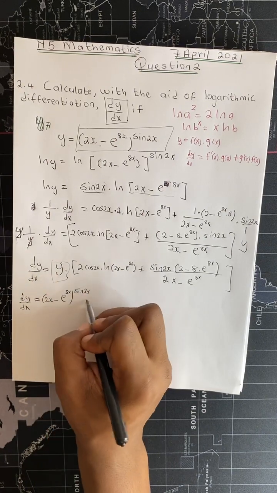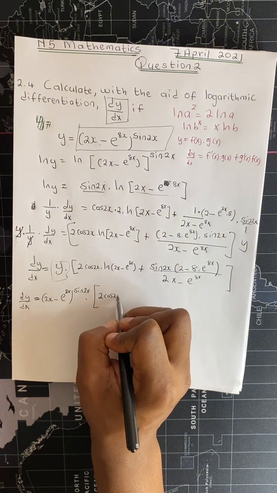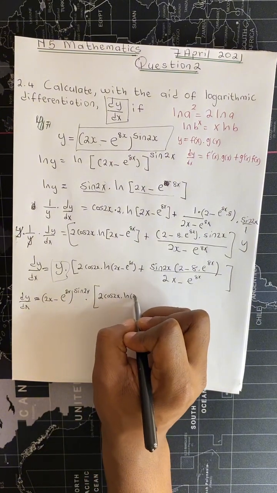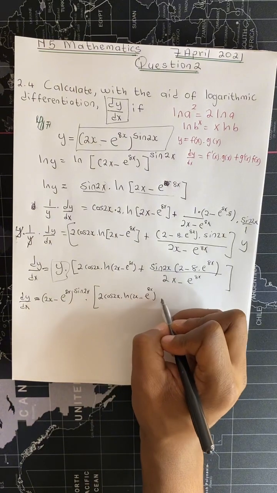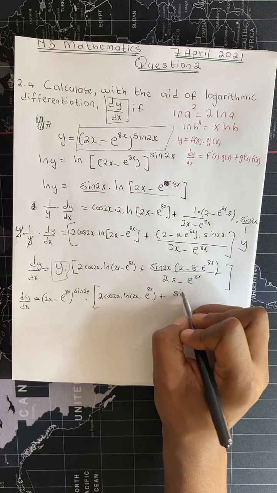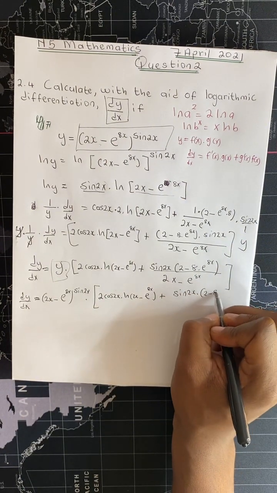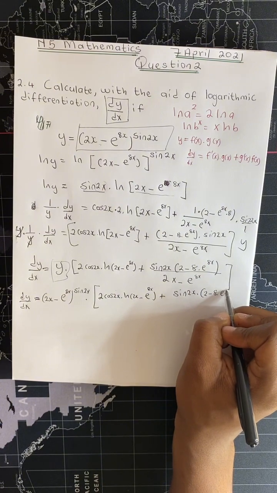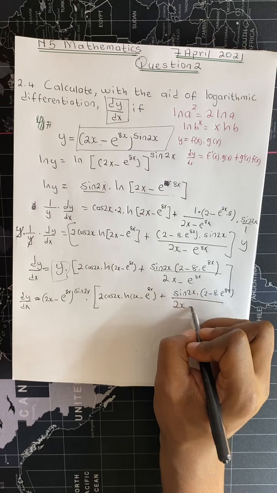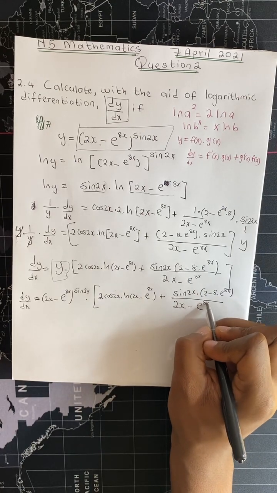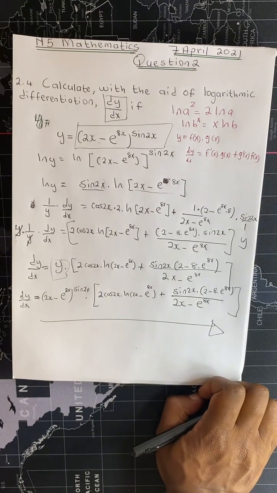In the place of y, we still have our 2 cos 2x ln of 2x minus e raised to the power 8x plus sin 2x, 2 minus 8 multiplied by e to the power 8x, all divided by 2x minus e to the power 8x. So this is our answer for question 2.4.